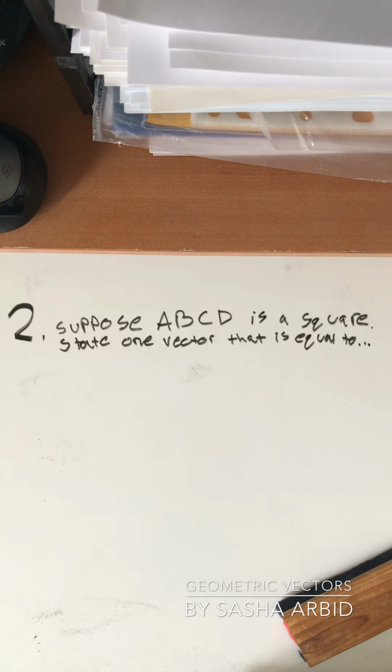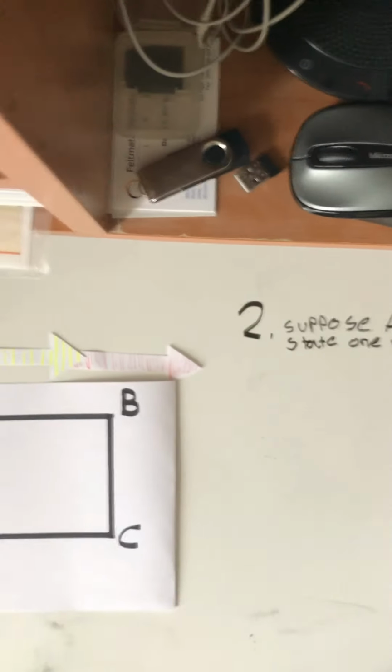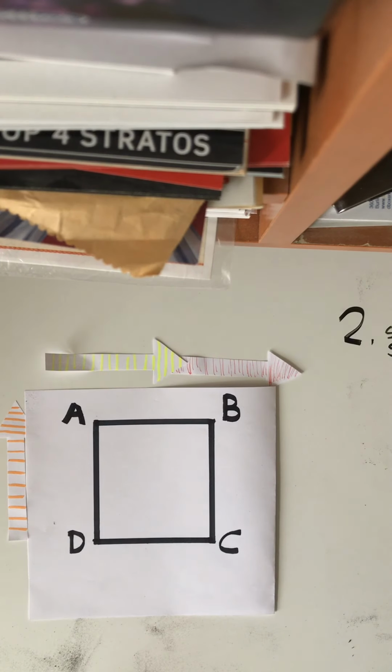Hello, today I will be solving question 2 in the unit of geometric vectors. The question is asking us, suppose ABCD is a square. State one vector that is equal to, and we're going to have numerous questions. There's two ways to solve these equations, algebraically, and we can also solve them visually with the ABCD square that I've drawn over here. This square is going to help us to understand what is actually happening to these vectors with these arrows that I've made. So let's take a look at our first equation.